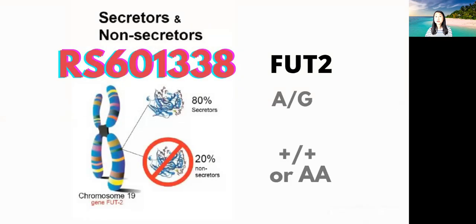Alternately, if you have previously done a genetic test, such as with 23andMe, check your FUT2 gene on your genetic report or look for RS601338 in your raw data. A double plus, or AA, means that you are homozygous and a non-secretor, and if you are heterozygous A/G for the FUT2 gene, then you are a secretor.